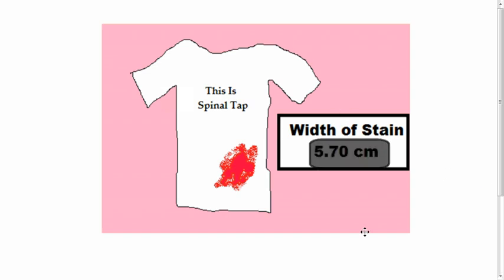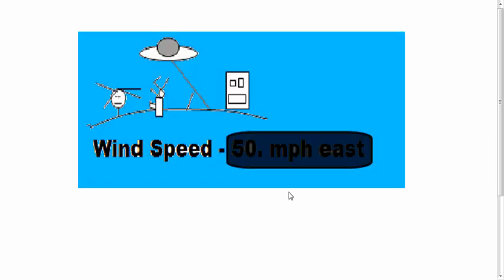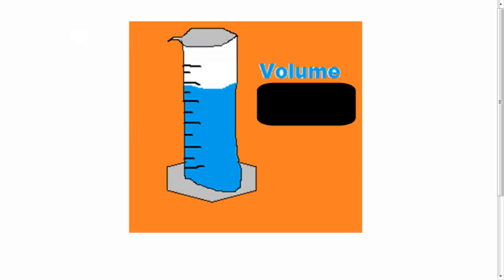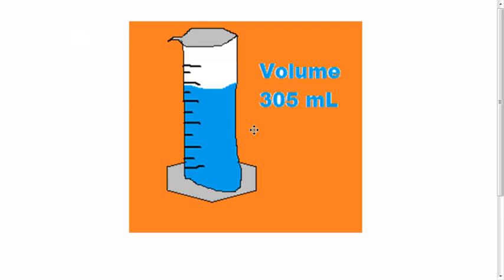Now, let's say this width of the stain was 5. I measure it and I get it to be 5.70. That would have 3 sig figs, because I have 2 non-zero numbers, a 5 and a 7, and then I have the 0, which is past the decimal. Now, this number would have 2 sig figs, because I've got a non-zero number, and then I've got a decimal and a 0. So that's showing you, hey, I measured that. Now, this volume, 305, it would have 3 sig figs.